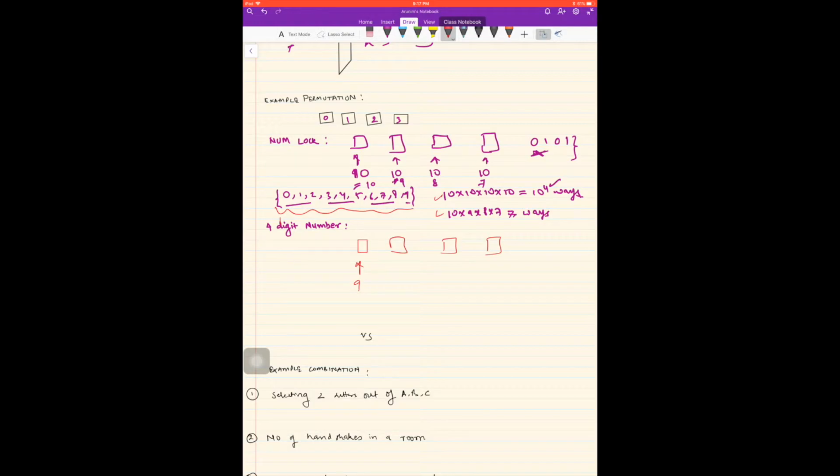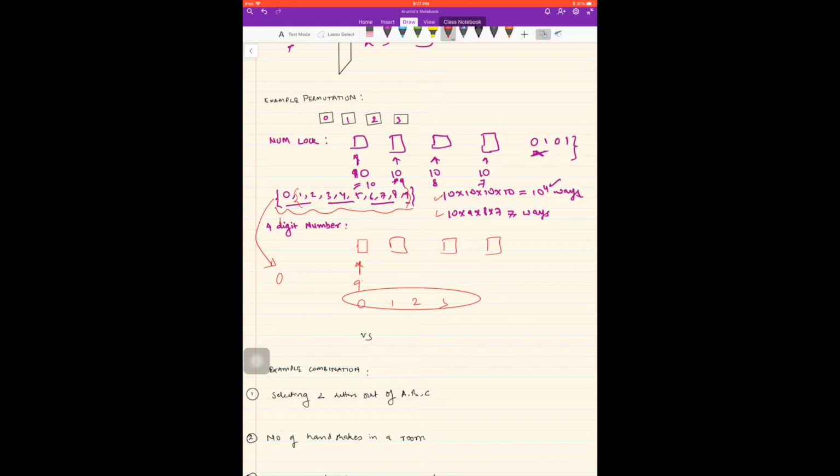Why? Because out of these 10 digits, if you use 0 and put 0 here, then what will happen is something like 0 1 2 3. This is not a 4 digit number, this is a 3 digit number. So therefore you can use 1 to 9. You can just use 1 to 9, a subset, to fill this particular box.